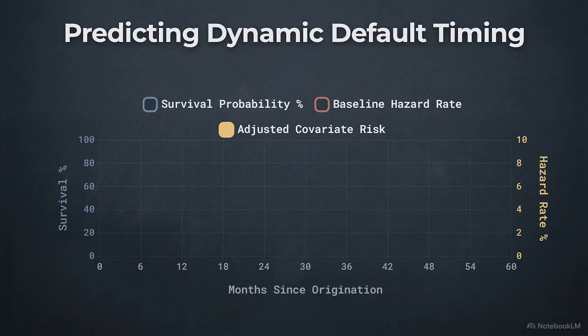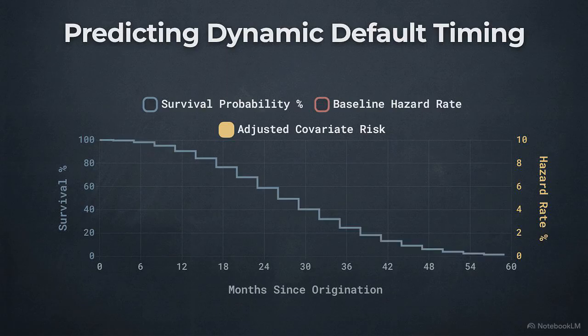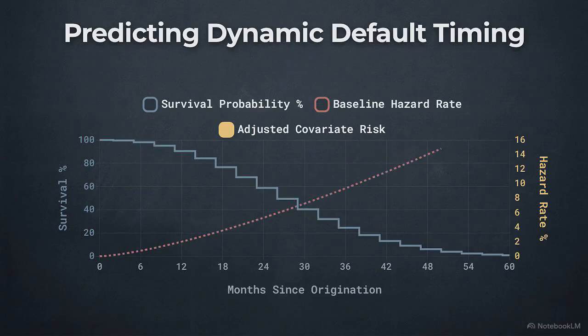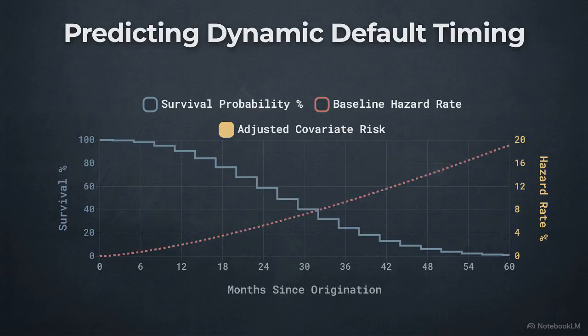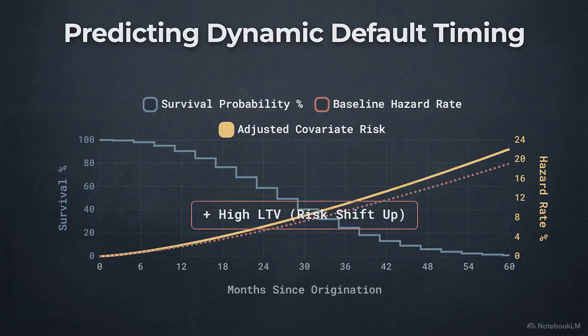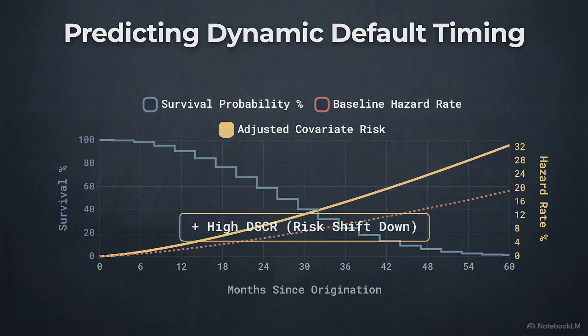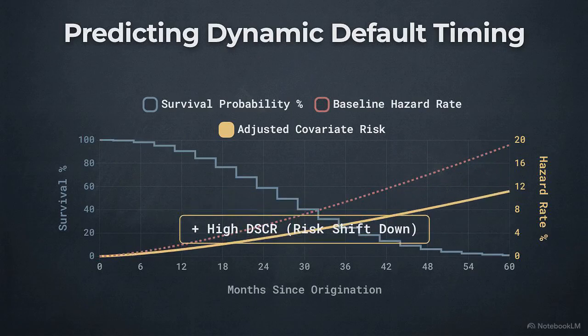We observe this Kaplan-Meier curve to solve the timing problem. Using survival analysis, we track individual borrower timelines, handling censored data correctly, and aggregating them to plot the exact probability of an account surviving past any given month. From this survival curve, we derive the hazard function.